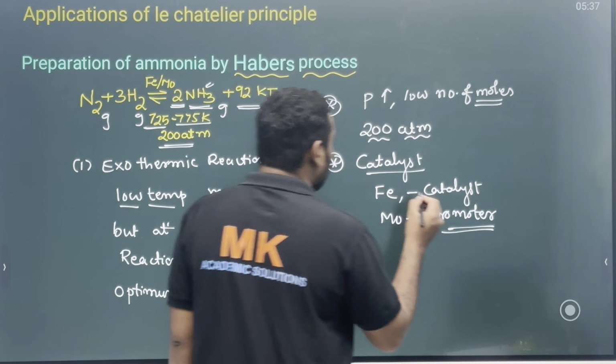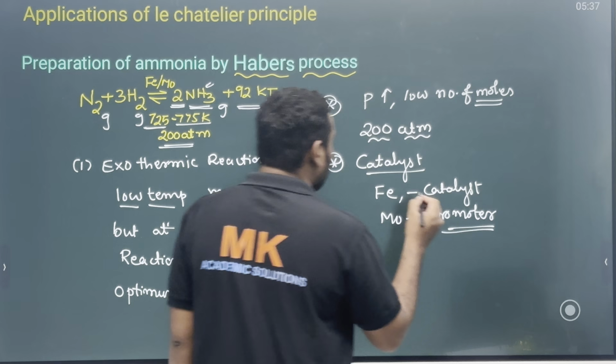This is actually used on the industrial scale. The first is the preparation of ammonia by Haber's process. We know what Haber's process is. Here N2 gas plus 3H2 gas gives rise to 2NH3 gas, releasing 92 kilojoules of energy. So it is an exothermic reaction.